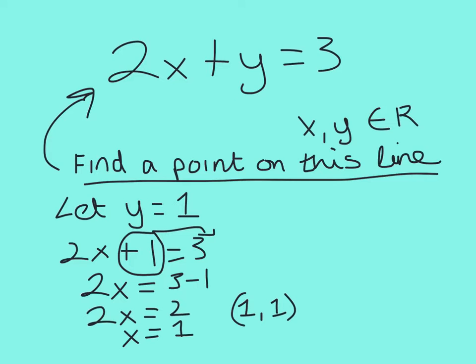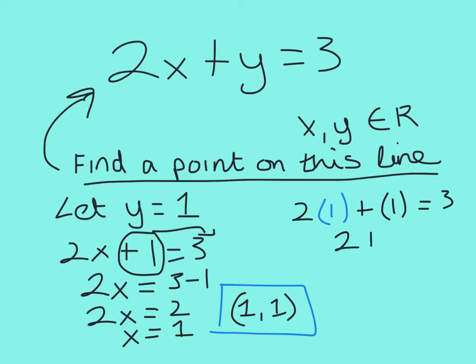And that's a point on the line 2x plus y is equal to 3. And I can check that. So, for example, if I put 1 in for x and put 1 in for y, I can see that 2 plus 1 equals 3. So that point is on the line.